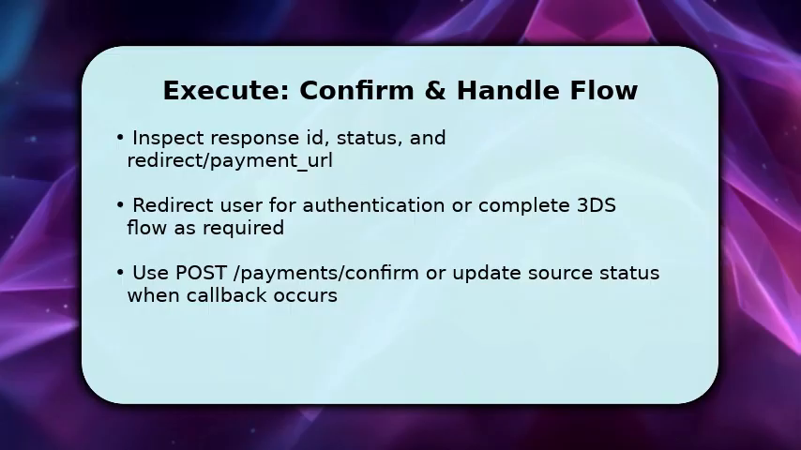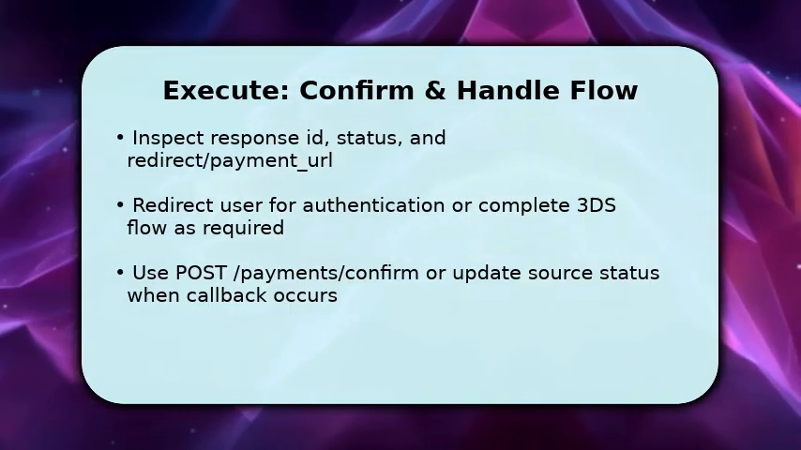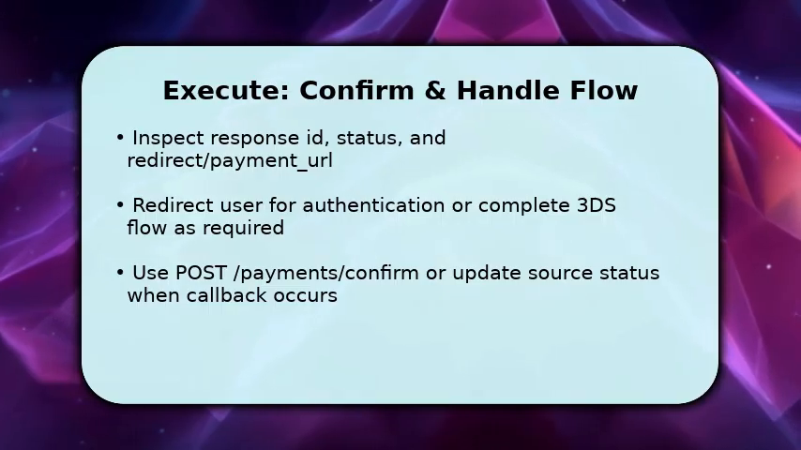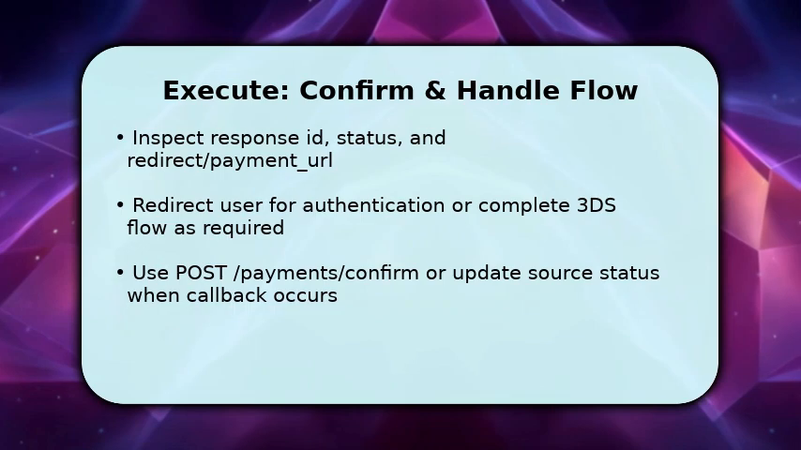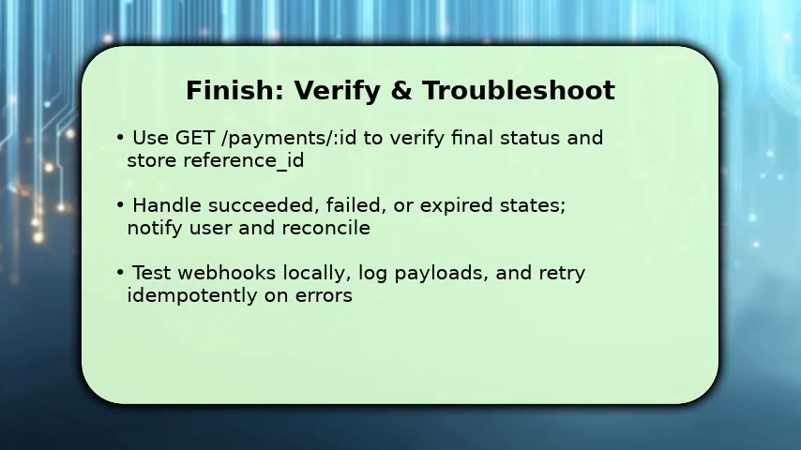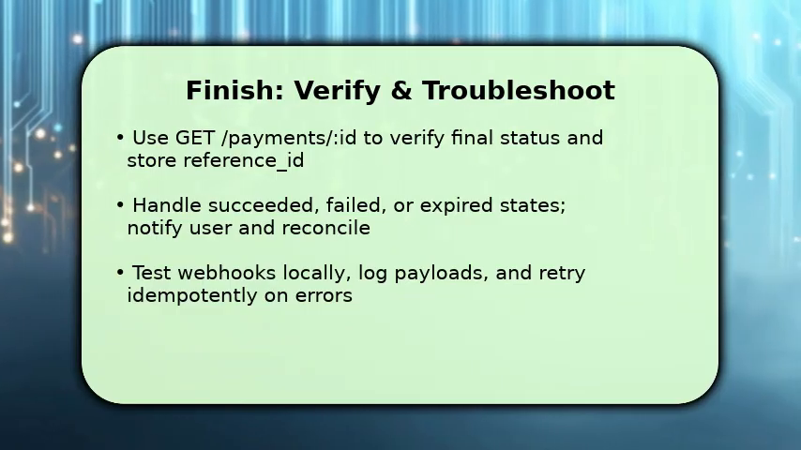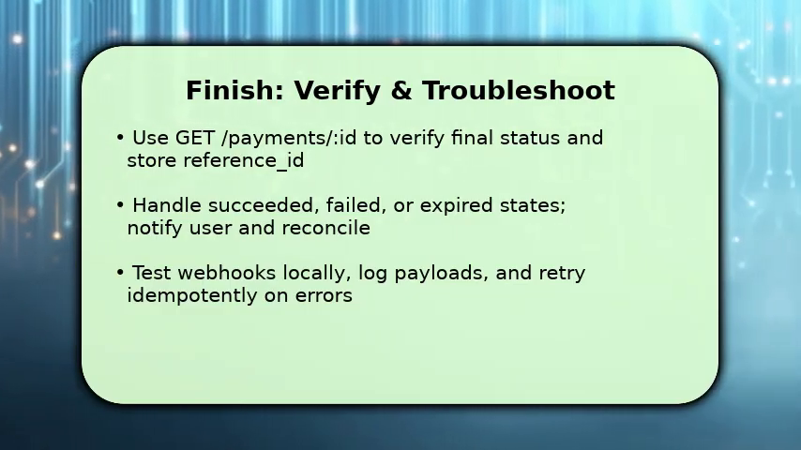Once confirmed, perform the confirm call or update the payment using the API, so the transaction moves from pending to paid or failed. This step finalizes authorization and triggers fulfillment. To complete the flow, poll or GET the payment ID to verify the final status and then store the reference ID in your database for reconciliation.